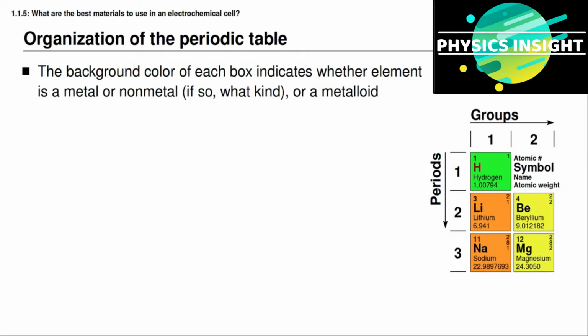Continuing with our discussion of the entries of the periodic table, it turns out that the background color of each box in the table is also meaningful. It indicates whether the element is a metal or a non-metal, and if it's a non-metal, of what kind, or whether it's a metalloid.